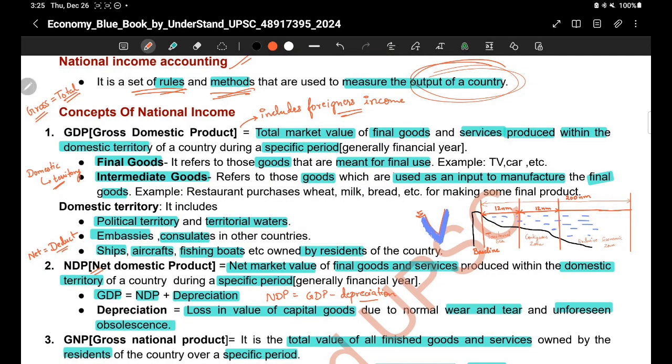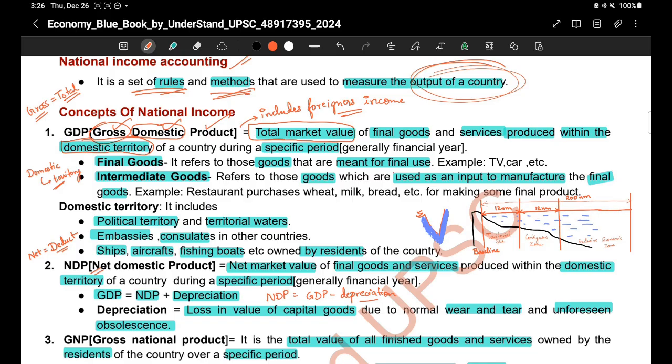Now, first one we'll see what is GDP, gross domestic product. It has three words: gross, domestic, and product. You should know the meaning of all these three words. Gross. What is the meaning of gross? Gross means total market value of all the final goods and services produced within the domestic territory of a country during a specific period, generally financial year, that is from 1st April to 31st March. So here domestic is also given. What is domestic? That means domestic territory of the country.